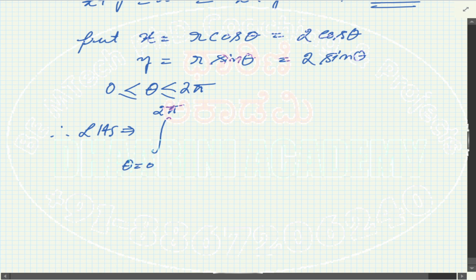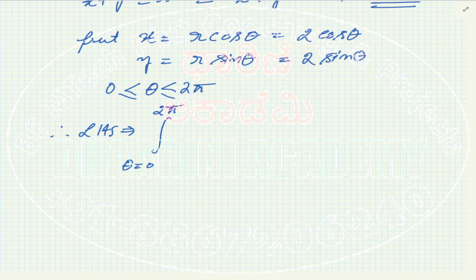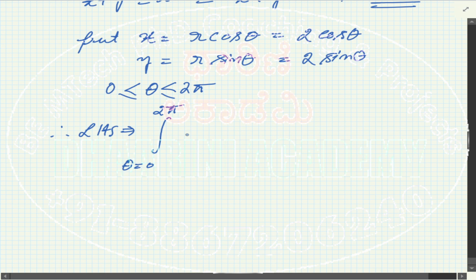So let us write the term x square plus y square into dx. What is x square plus y square? It's actually 4, so we can write 4 into dx, which should be replaced by, if you differentiate x with respect to theta, cos theta differentiation is minus sin theta, and there is a 2, so minus 2 sin theta d theta. That's the first term. Then plus, once again, the integration with theta from 0 to 2 pi.